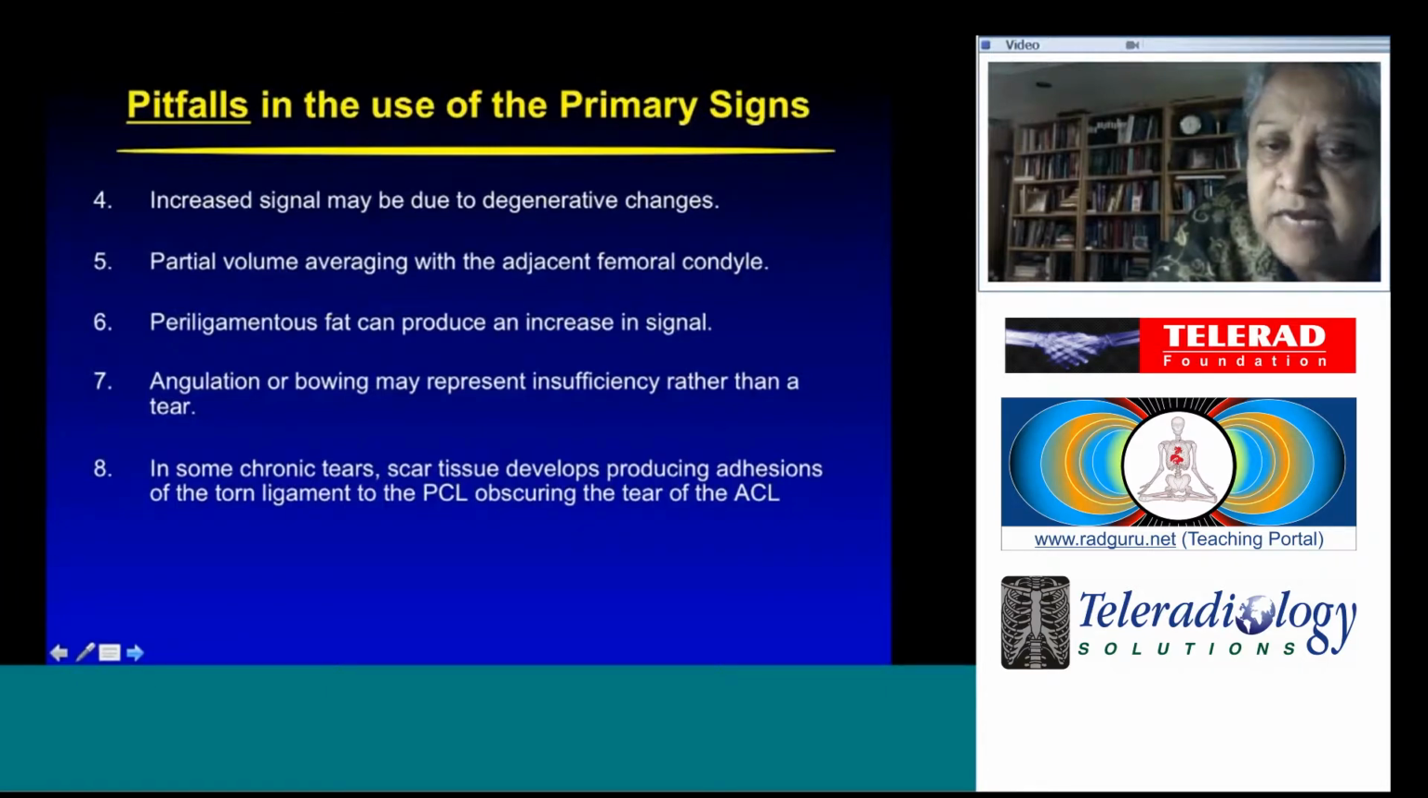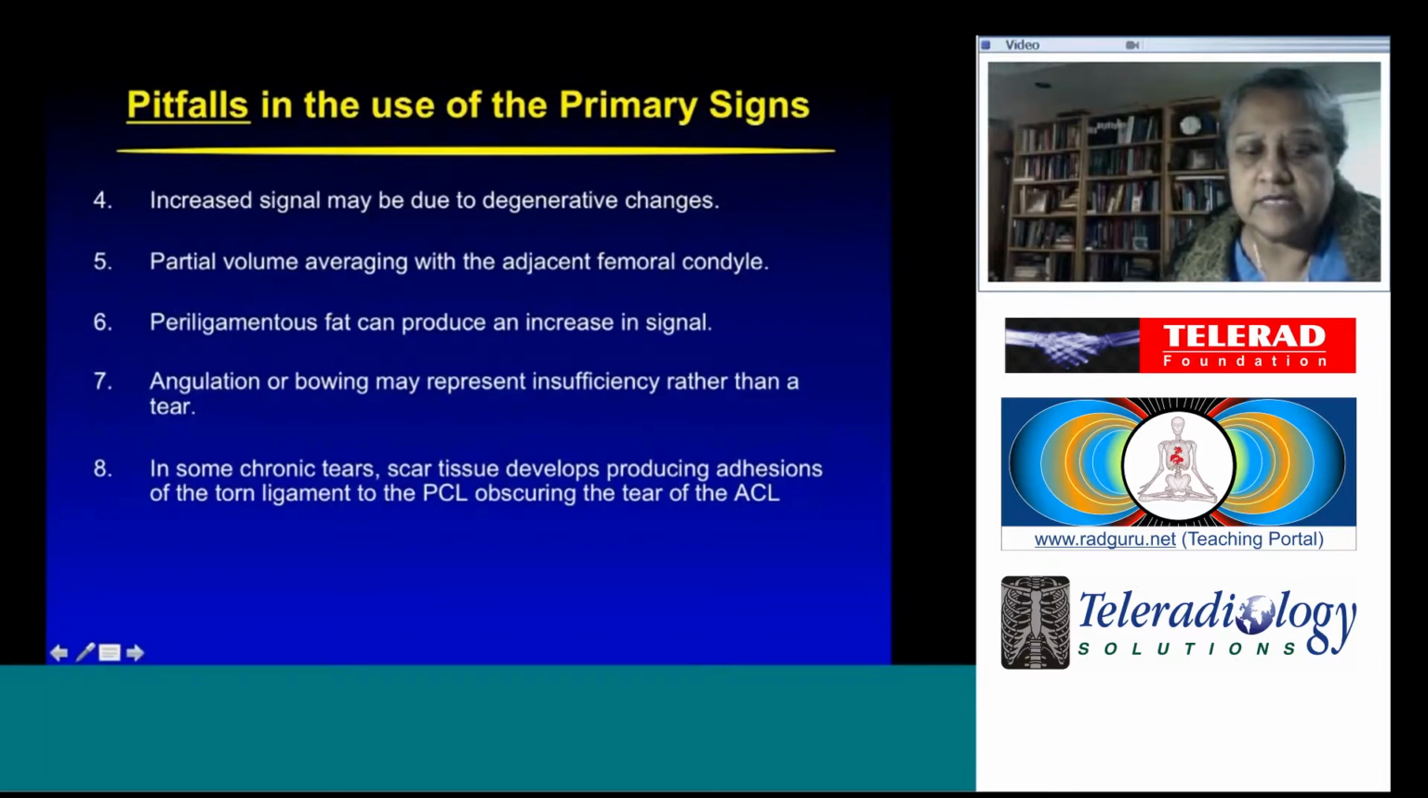Periligamentous fat can produce increased signal intensity. Angulation or bowing may represent insufficiency rather than a tear. In some chronic tears, scar tissue develops, producing adhesions of the torn ligament to the PCL, obscuring the ACL tear. This is an important point.